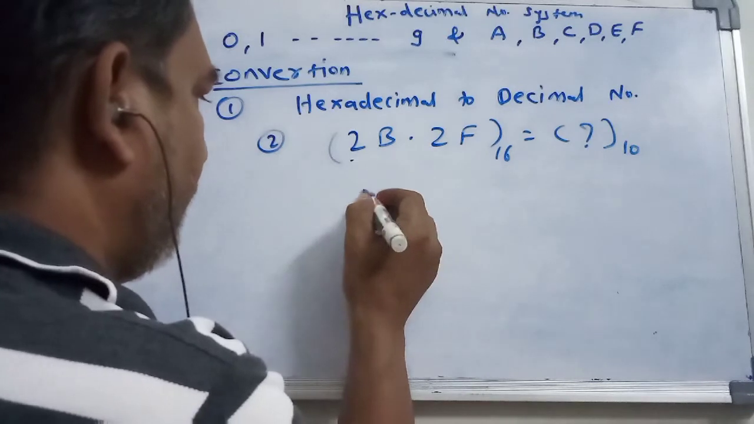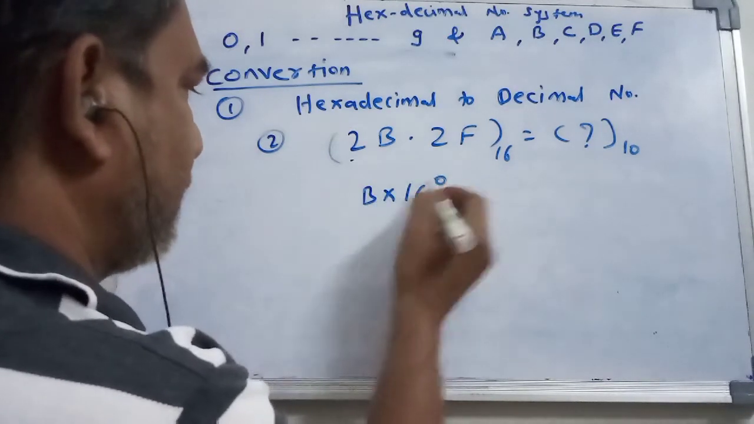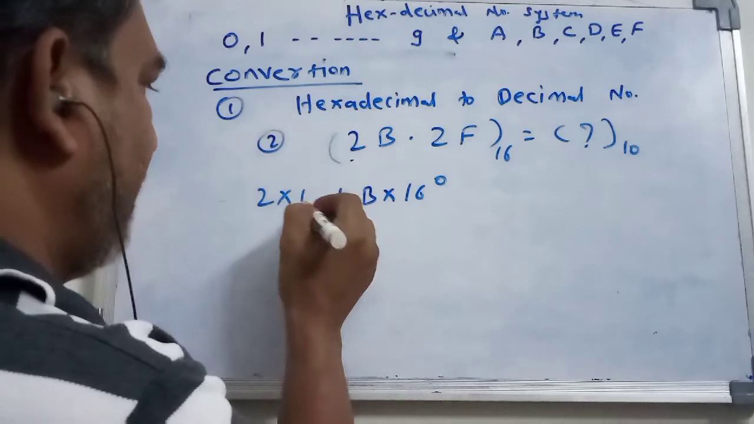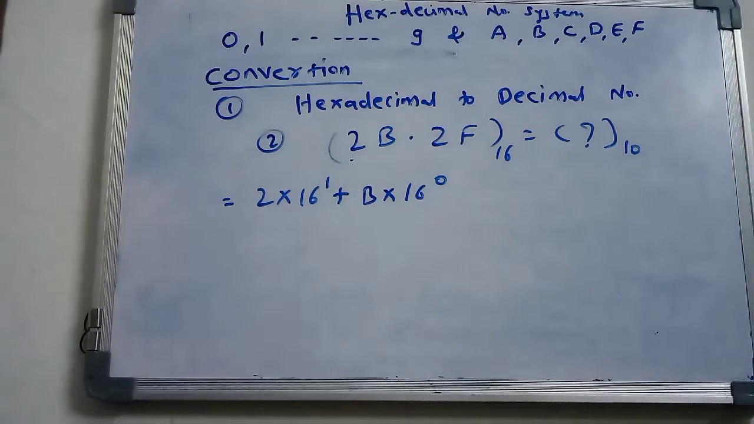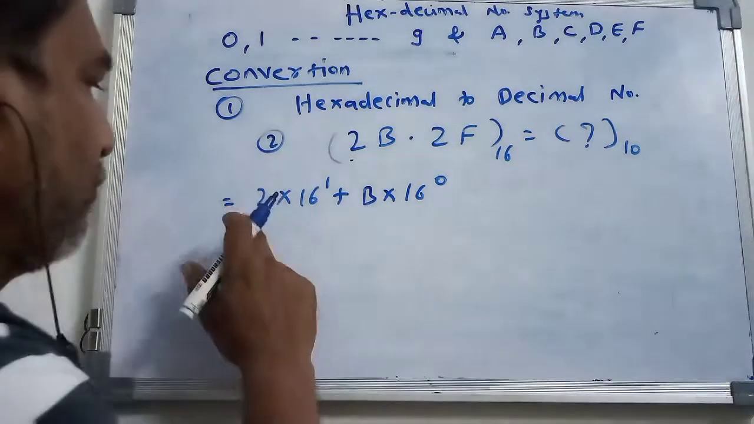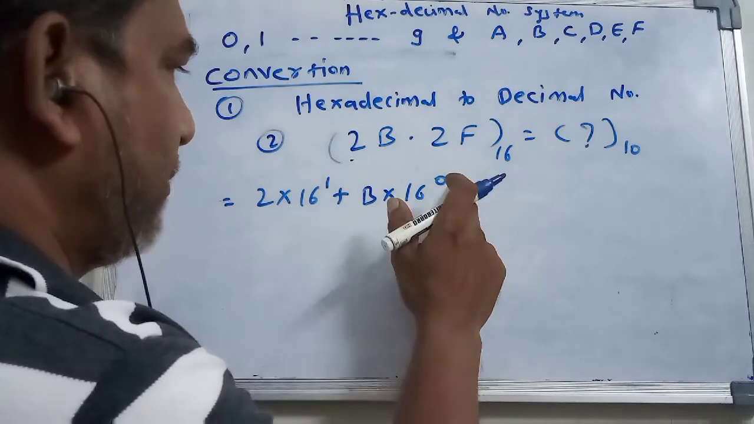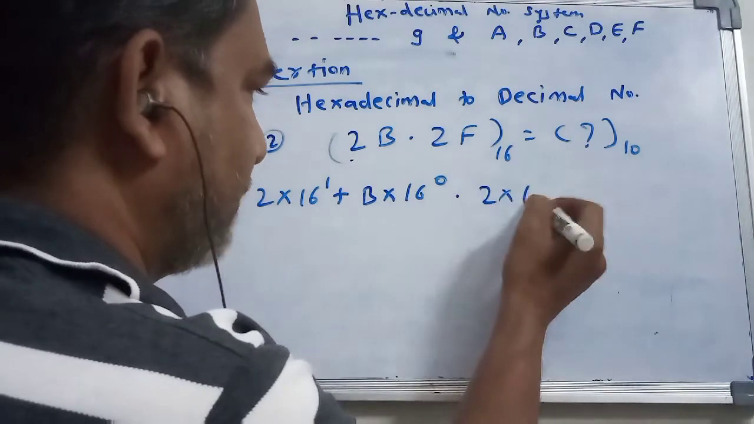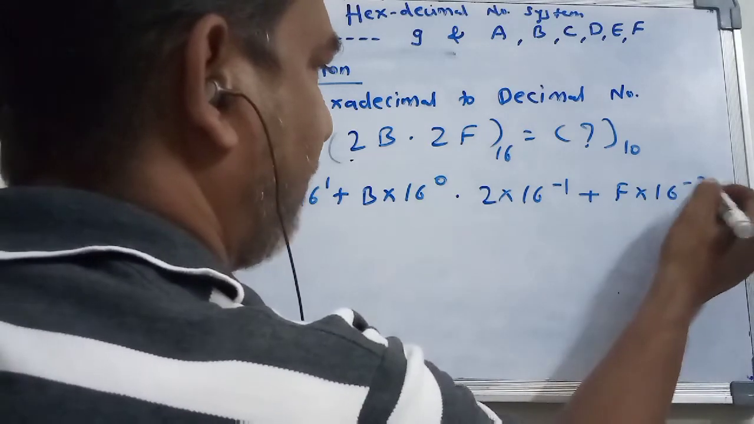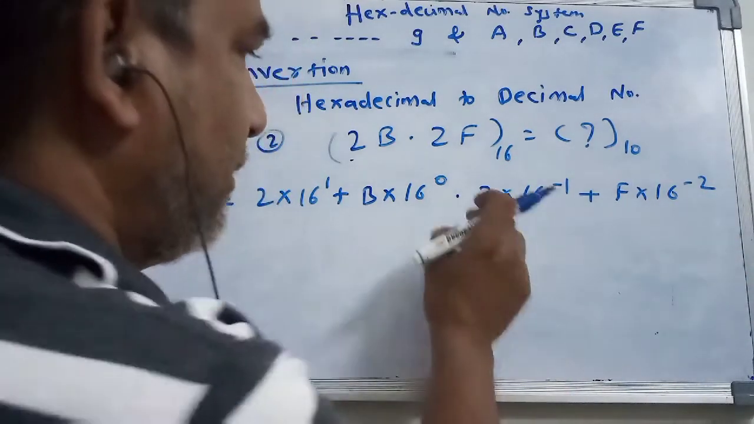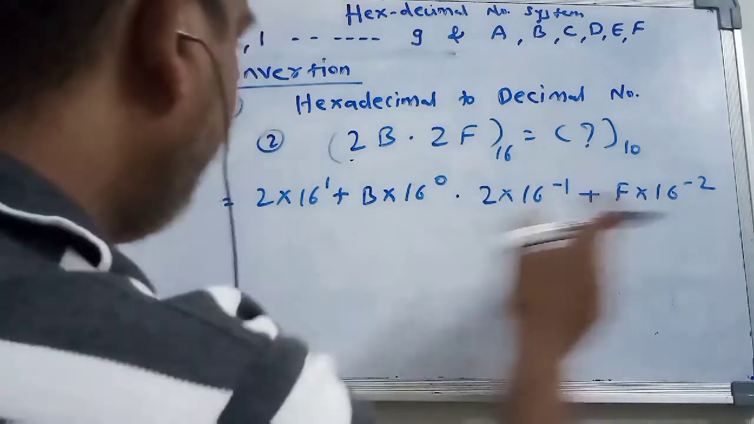First, write down B multiplied by 16 raised to power 0 plus 2 multiplied by 16 raised to power 1, that is equal to. Then below there is a point. This point has to be considered and you have to write down that particular number: 2 into 16 raised to power 1 and B into 16 raised to power 0, point 2 into 16 raised to power minus 1 plus F into 16 raised to power minus 2. Okay, this point we will discuss later on.